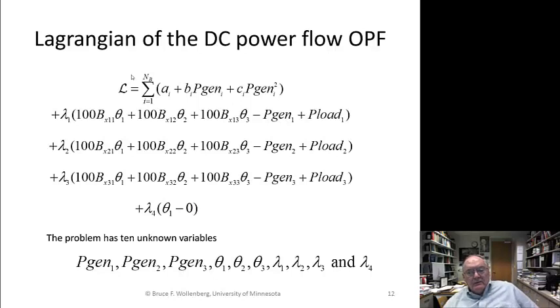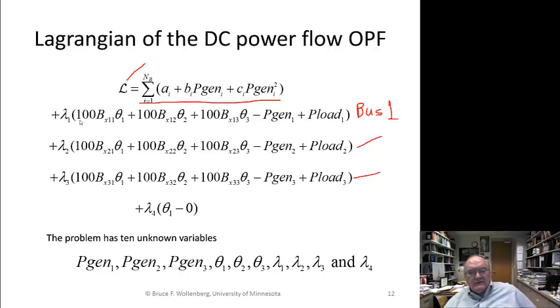So I'm going to formulate my Lagrangian. I'm going to add the sum of all of the cost functions. This is bus 1. Okay, I will write this out. Bus 1. This is bus 1 right here. Here's bus 2 and here's bus 3.